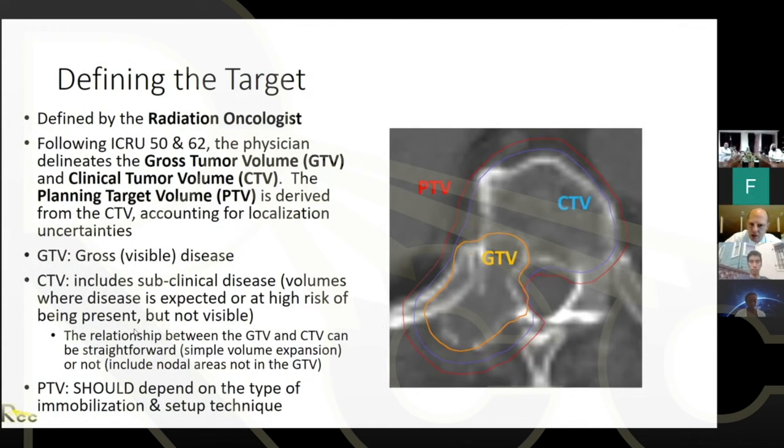GTV is the gross visible disease. CTV includes subclinical disease, the volume where disease is expected or at high risk of being present but not visible. The relation between the GTV and the CTV can be straightforward in some cases, or may not be. It may include nodal areas that are not in the GTV. So you can see in this case it's not really a straightforward expansion, but for other diseases, it may be appropriate to just add a couple millimeter margin to the GTV to get to your CTV.